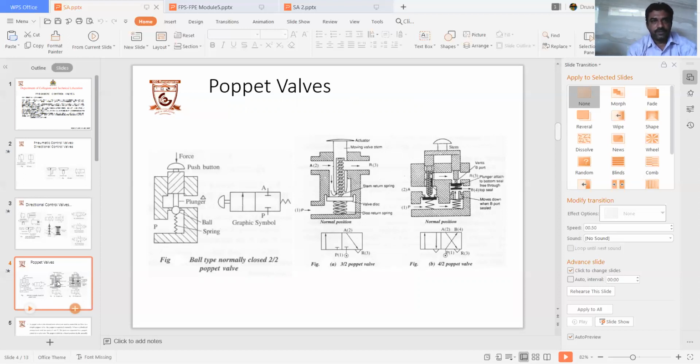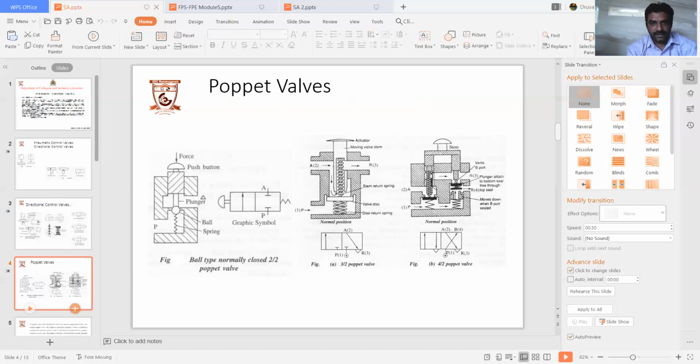When the force is applied on the push button, the plunger moves, and the ball which is attached to the spring also moves along with the plunger. So the valve opens. When the valve opens, the compressed air flows and the energy is converted. Then the second operation is the closing of the valve. In closing, the force is applied upwards, the ball moves upwards, the plunger moves, and the ball comes and fits in its original position.